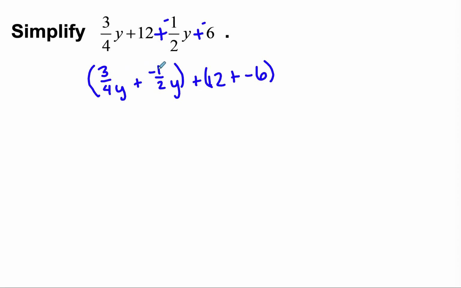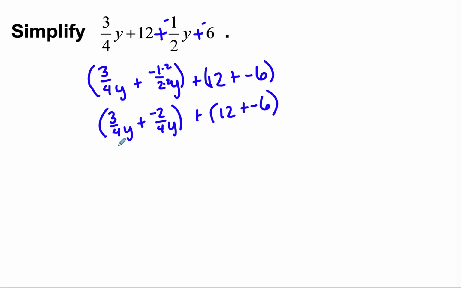Okay, so now I have 3/4 and -1/2. I have a fraction in there, which means I need to find a common denominator. I'm going to use fourths. So 3/4 y will still stay 3/4 y, but -1/2 we're going to do times 2 times 2, and that's going to become -2/4 y. And then I have plus 12 plus -6. Okay, same signs, find the sum, different signs, find the difference. Here I have different signs, one positive, one negative, so I'm going to subtract. I'm going to get 1/4 y.